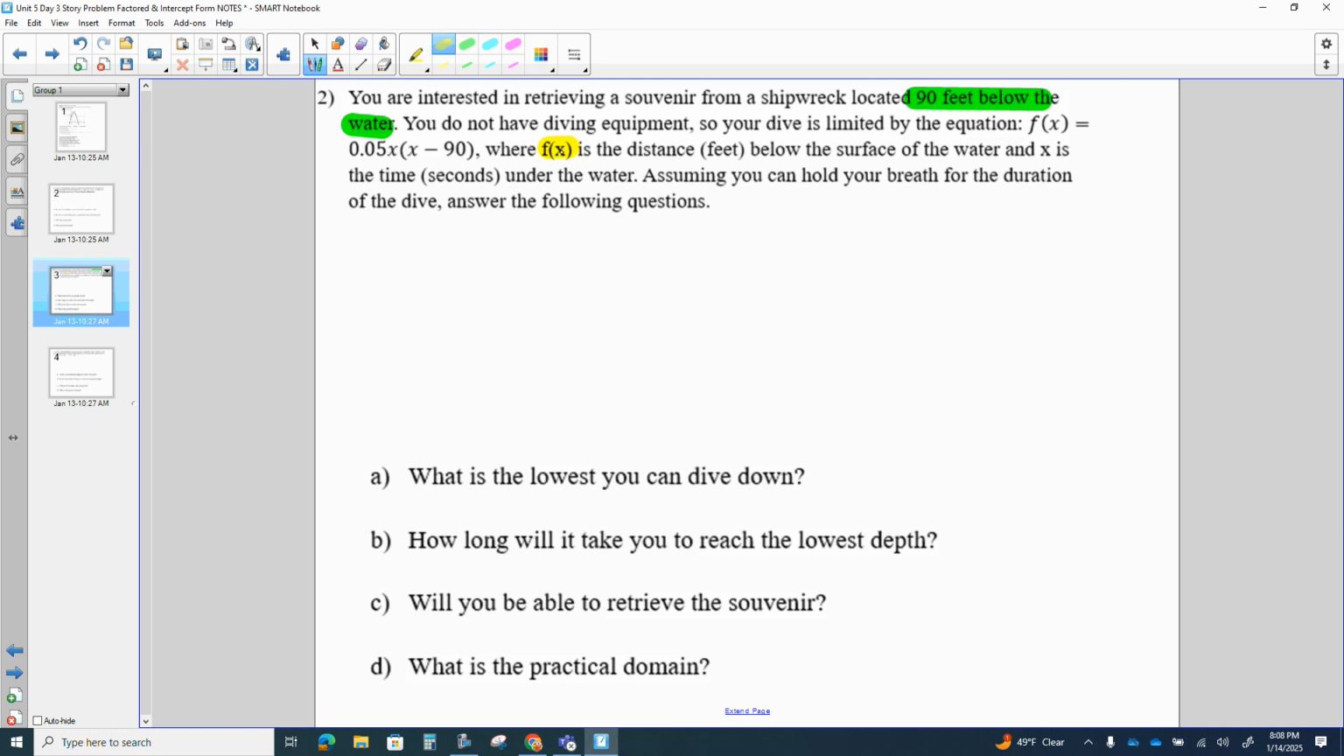Again, f of x, that's our y, is the distance in feet. I will want to know that. And then x is the time in seconds under the water. So let's just assume you can hold your breath for this duration of the dive. It wants you to answer the following questions.